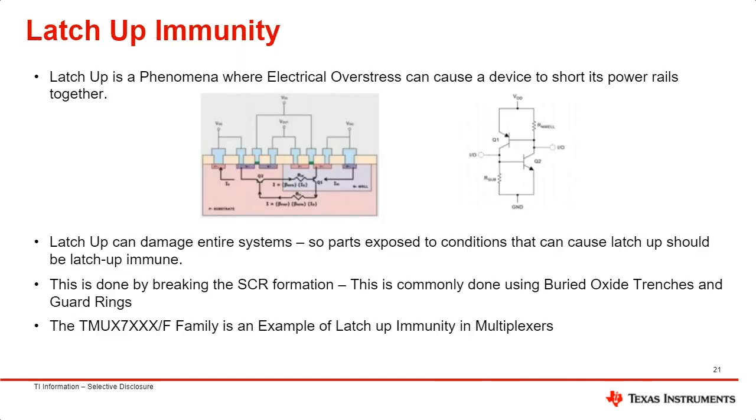Now latch-up immunity. Latch-up usually happens in high voltage and high frequency applications. This is TI's new design, which created a latch-up immunity feature by using a barrier oxide layer to prevent current flow through this gate. Our TMUX 7XSXF, as you can see at the bottom, and also our ultrasound muxes have that latch-up immunity feature due to their high frequency and high voltage applications.